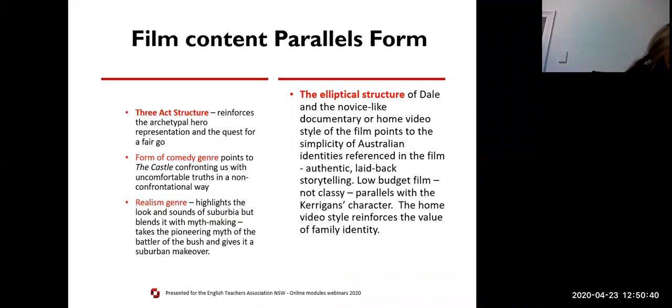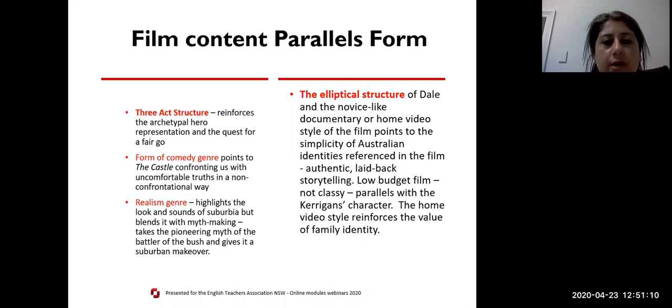I think it's important to note that the film content, what happens in the film in terms of the plot, storyline, is paralleling the form of that film and the genre of that film. I've already talked about the three acts. Well, I haven't really, but I've talked about the archetypal hero representation. It fits into a three-act structure. You've got a complication, you've got the rising of and the meeting of the challenges, and then you've got the resolution. Most films will use a three-act structure.